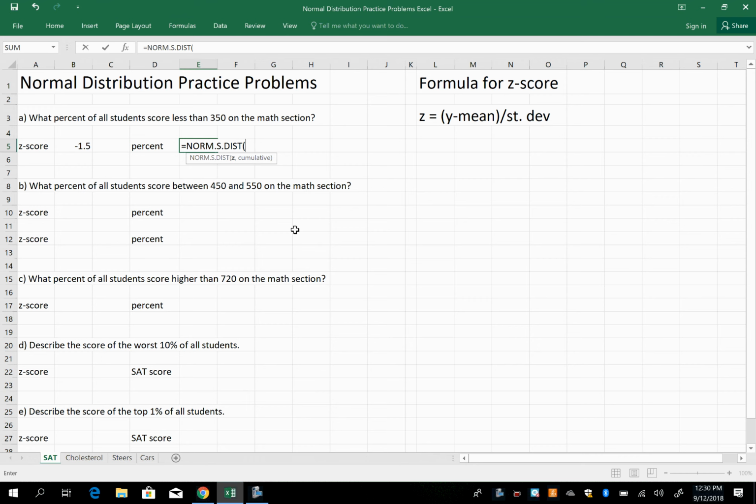This is why I love Excel, because it says, here's what you need to put in. What is our z-score? Negative 1.5, comma. You see where it says cumulative? You're going to write capital TRUE and then close it. Capital T-R-U-E. Close it, hit enter, and time to lean. Make sure you have the same thing as the people at your table. Now would be the time to check. 10 seconds. Check them.